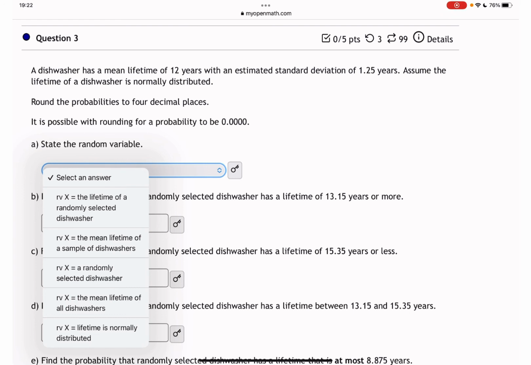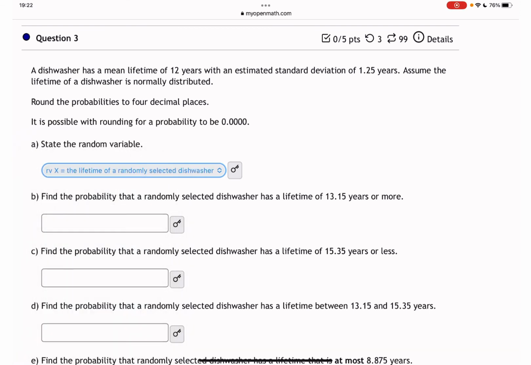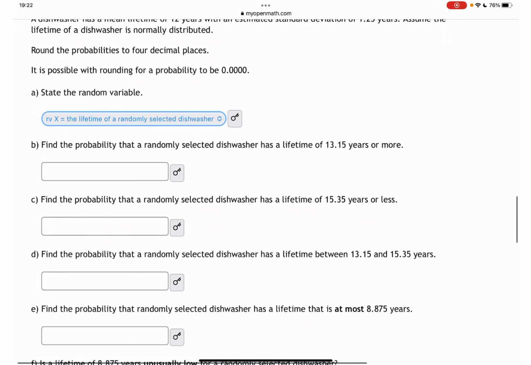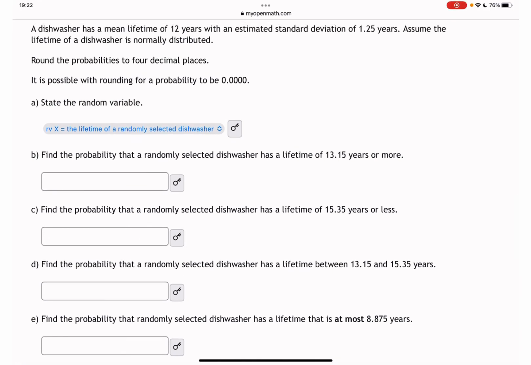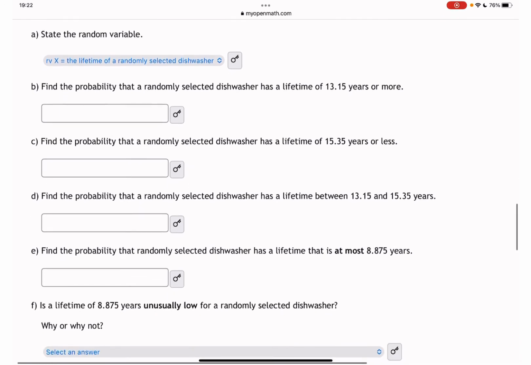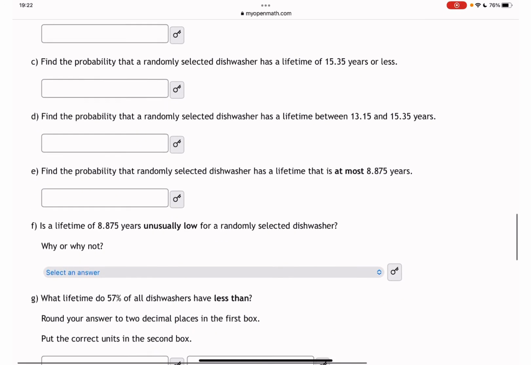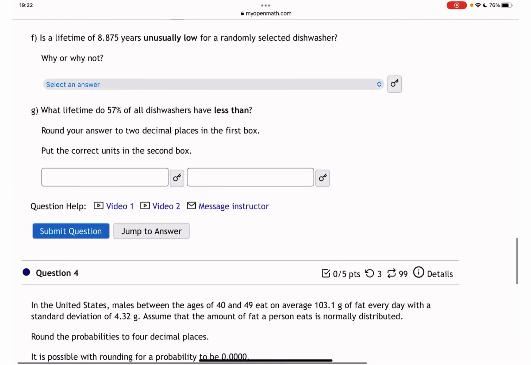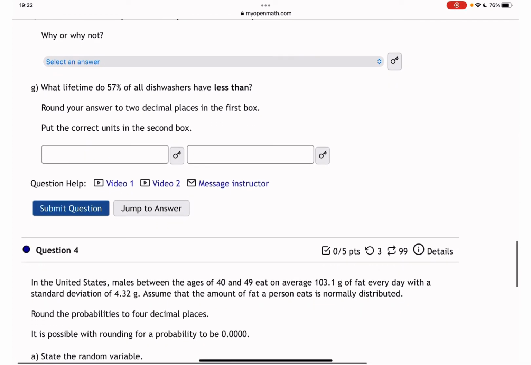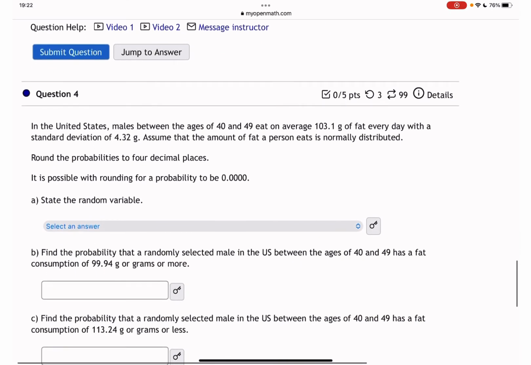Here it is. Next, find the probability that the randomly selected dishwasher lifetime is more than, less than. Okay, it's the same thing all over again. So you can do it. Open the recording and go over it, and this is also the same.